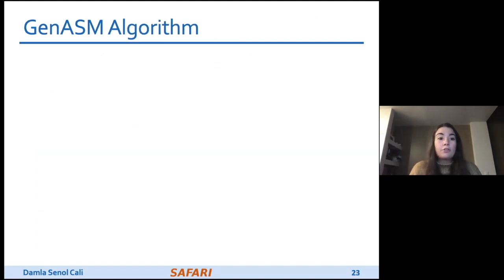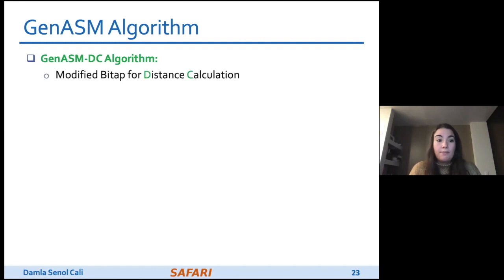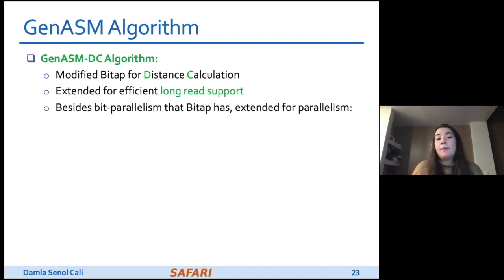So our first algorithm, GenASM DC, is the modified BiTAP for distance calculation, where we extend it, as I said, to provide efficient support for long reads. And also we enable parallelism besides the bit parallelism that baseline BiTAP already has, by performing loop unrolling and removing the loop dependencies, and also exploiting text level parallelism, where we divide the text into overlapping subtexts and search the query in each of these subtexts in parallel.